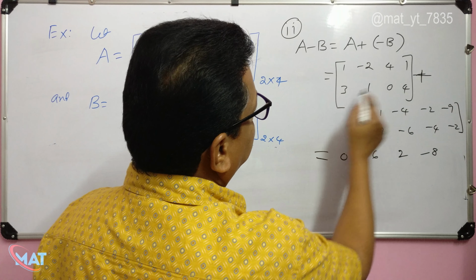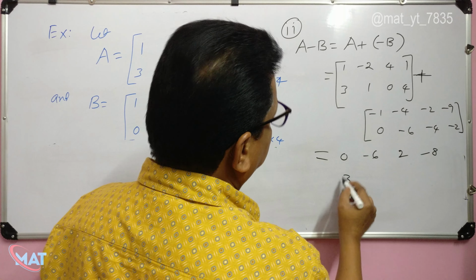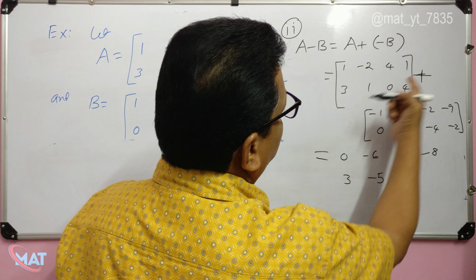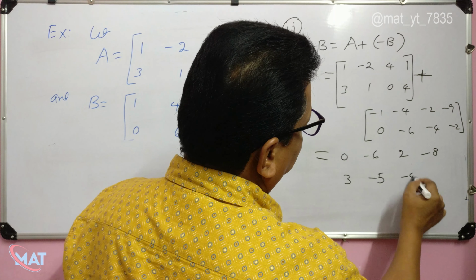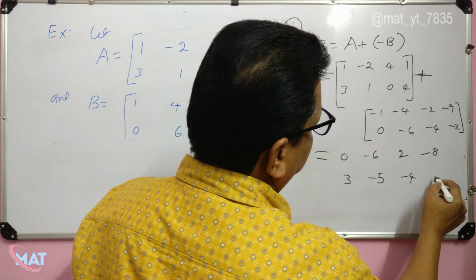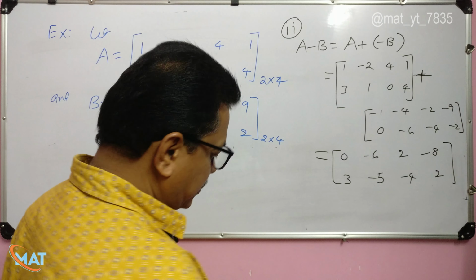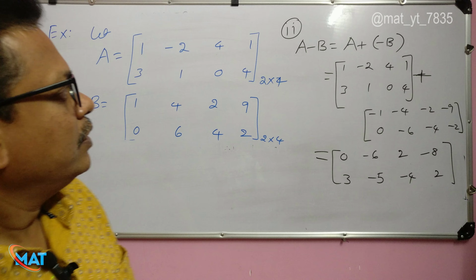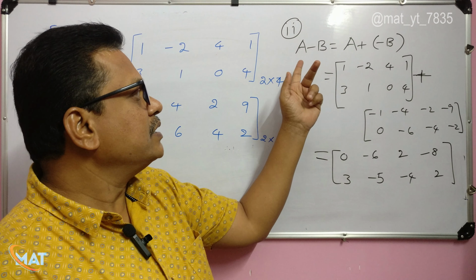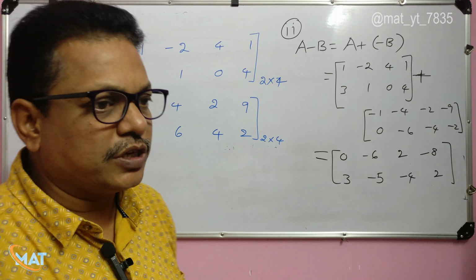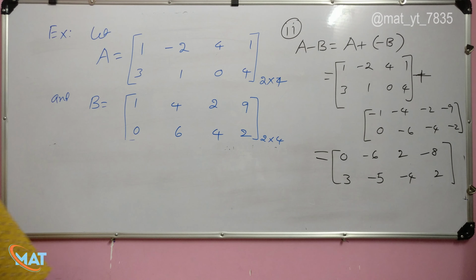Next row. 3 plus 0, it is 3. 1 plus negative 6, negative 5. 0 plus negative 4, negative 4. 4 plus negative 2, it is 2. This is your required difference of A and B. If they ask you to find B minus A, B plus negative of A, the same procedure you need to follow.